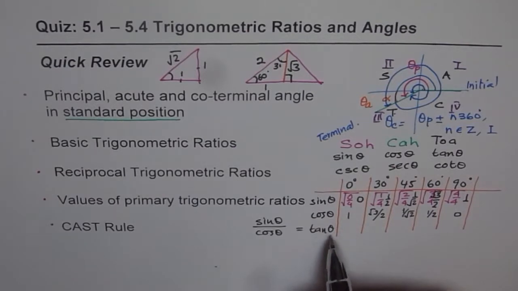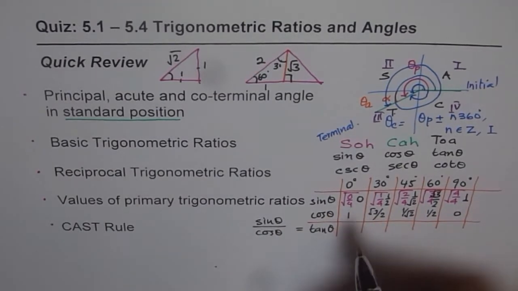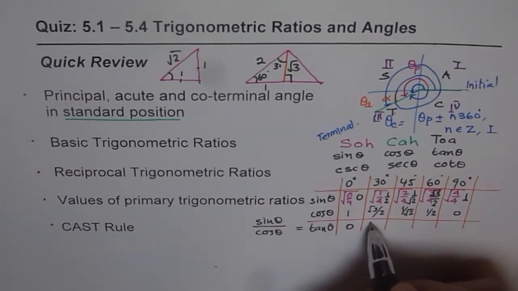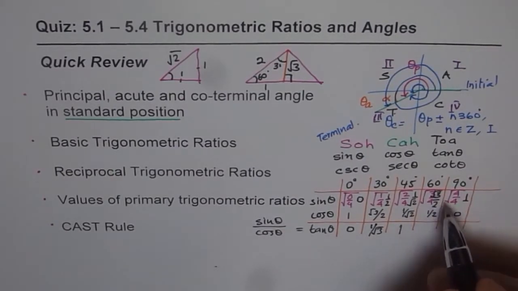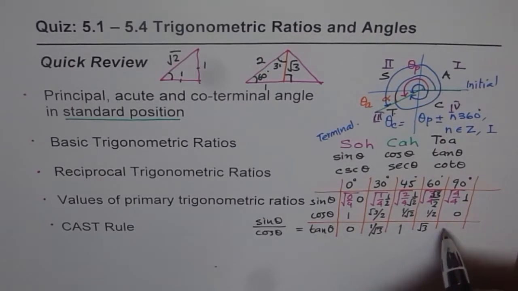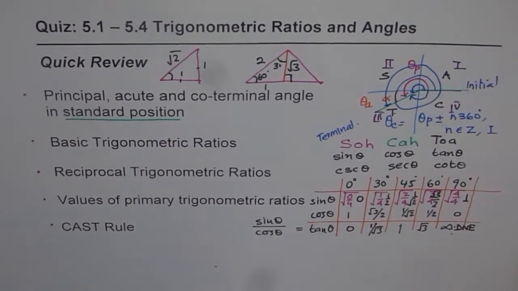From here, tan theta is the ratio of sine over cos, correct? So what we will do now is just divide to get tan theta. When you divide 0 by 1, what do you get? You just get 0, right? When you divide half, the 2 cancels, you get 1 over square root 3, right? So that is what you get for 30 degrees, 1 over square root 3. When you divide 1 over square root 2 by 1 over square root 2, you get 1. And when you divide square root 3 over 2 by half, you get square root 3. And 1 divided by 0 does not exist, right? So it is infinity, or we say does not exist, correct? So that is how you can get the values.